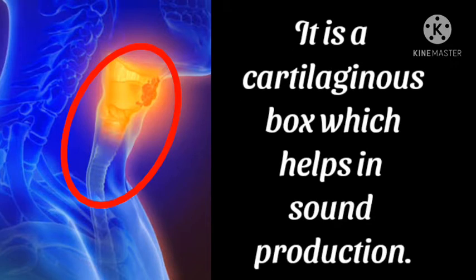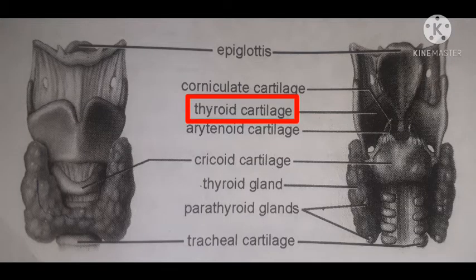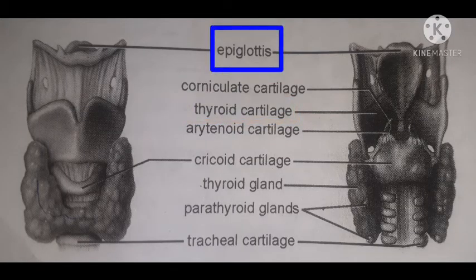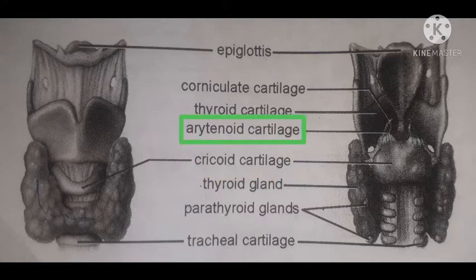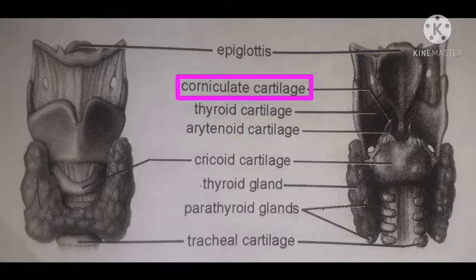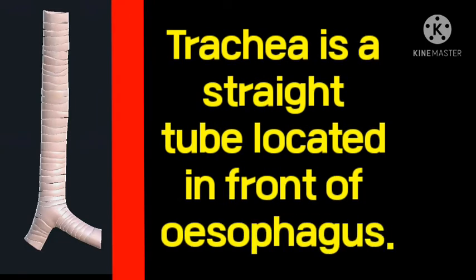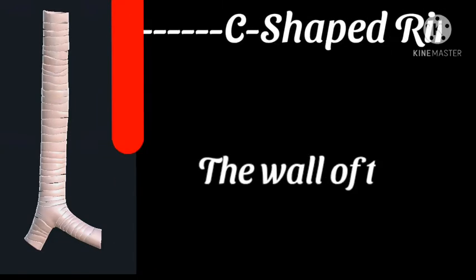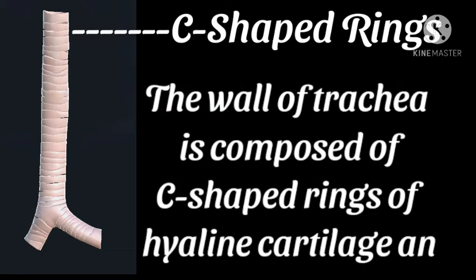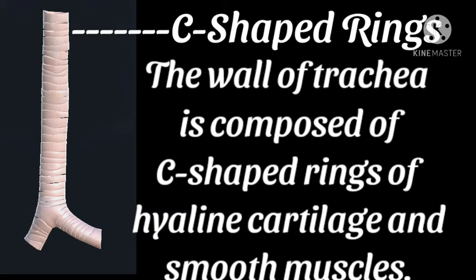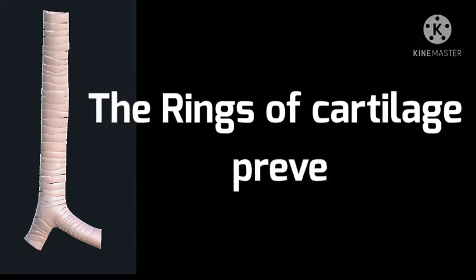The wall of the larynx contains 9 cartilages: thyroid cartilage, epiglottis, cricoid cartilage, a pair of arytenoid cartilages, corniculate and cuneiform cartilages. The air from the larynx passes into the trachea. The trachea is a straight tube located in front of the esophagus. The wall of the trachea is composed of C-shaped rings of hyaline cartilage and smooth muscle. The rings of cartilage prevent the trachea from collapsing.